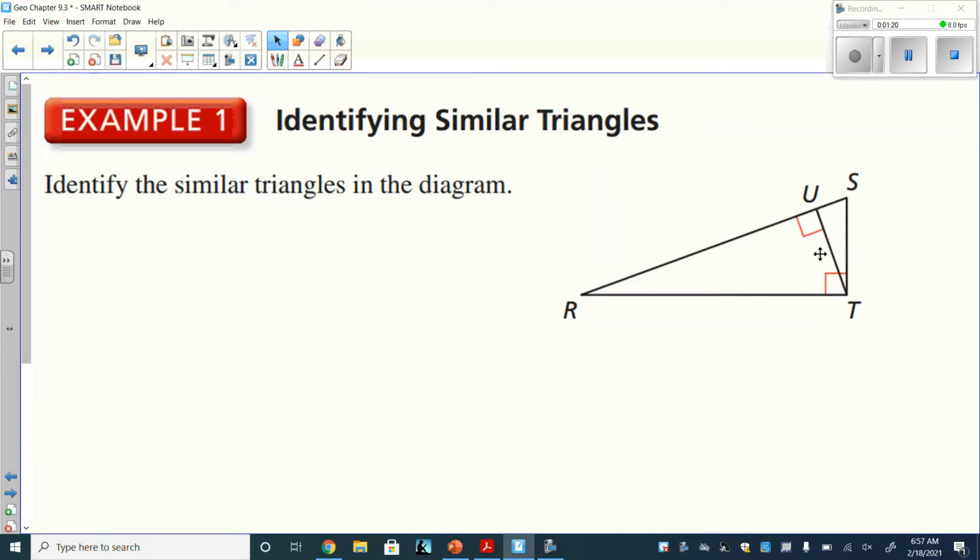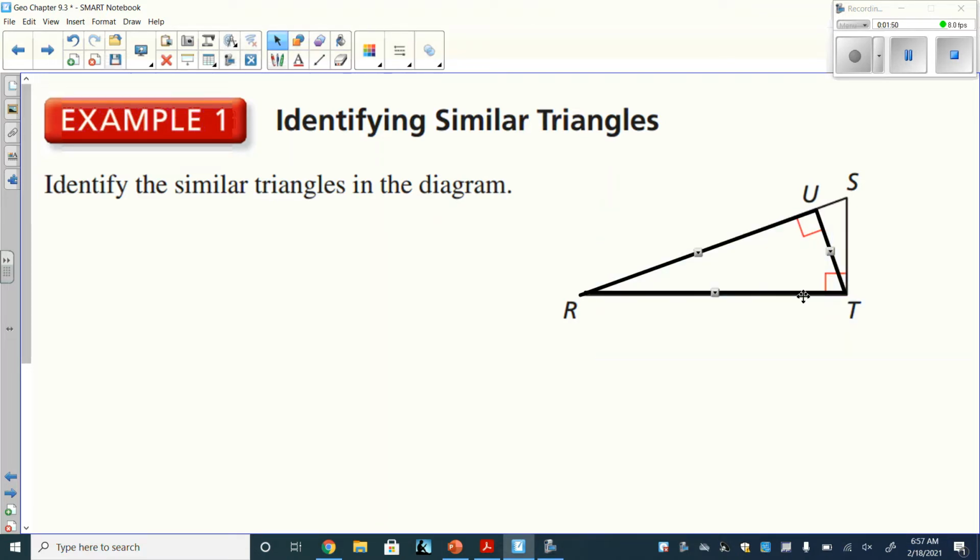So let's take an example of this here. This is our first one, and we want to identify the similar triangles in the diagram. When we look at this figure, it's a little bit hard to see, especially if you're not used to looking at these kinds of shapes. So what I'm going to do is rebuild the three triangles.